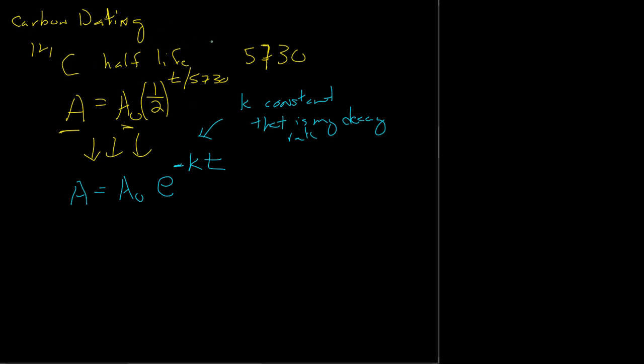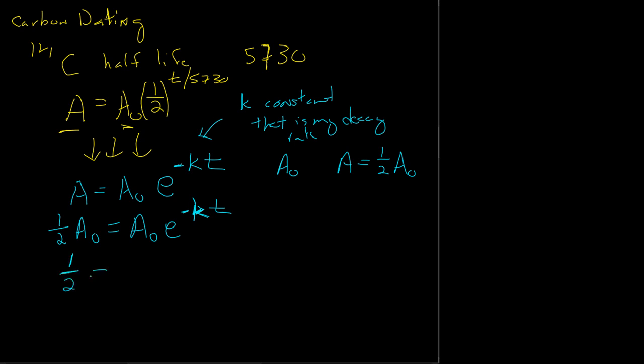So I want to know when a half-life is telling me that if I start with a sub naught, a is equal to 1/2 a sub naught. Right? When do I have half of my amount? So I'm going to put all of this in here. That gives me 1/2 a sub naught equals a sub naught e to the negative kt. Well, I'm going to divide both sides by a sub naught. So I get 1/2 equals e to the negative kt.